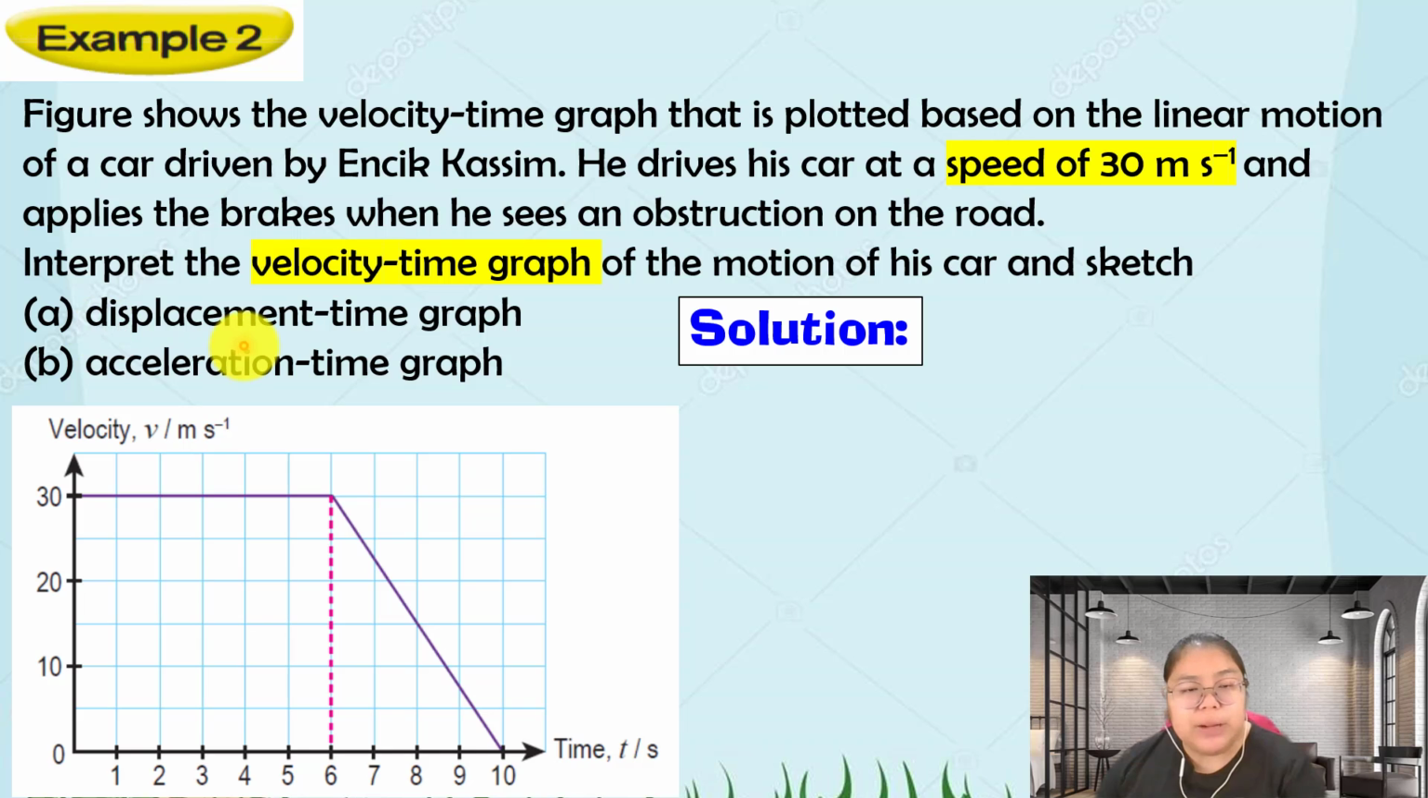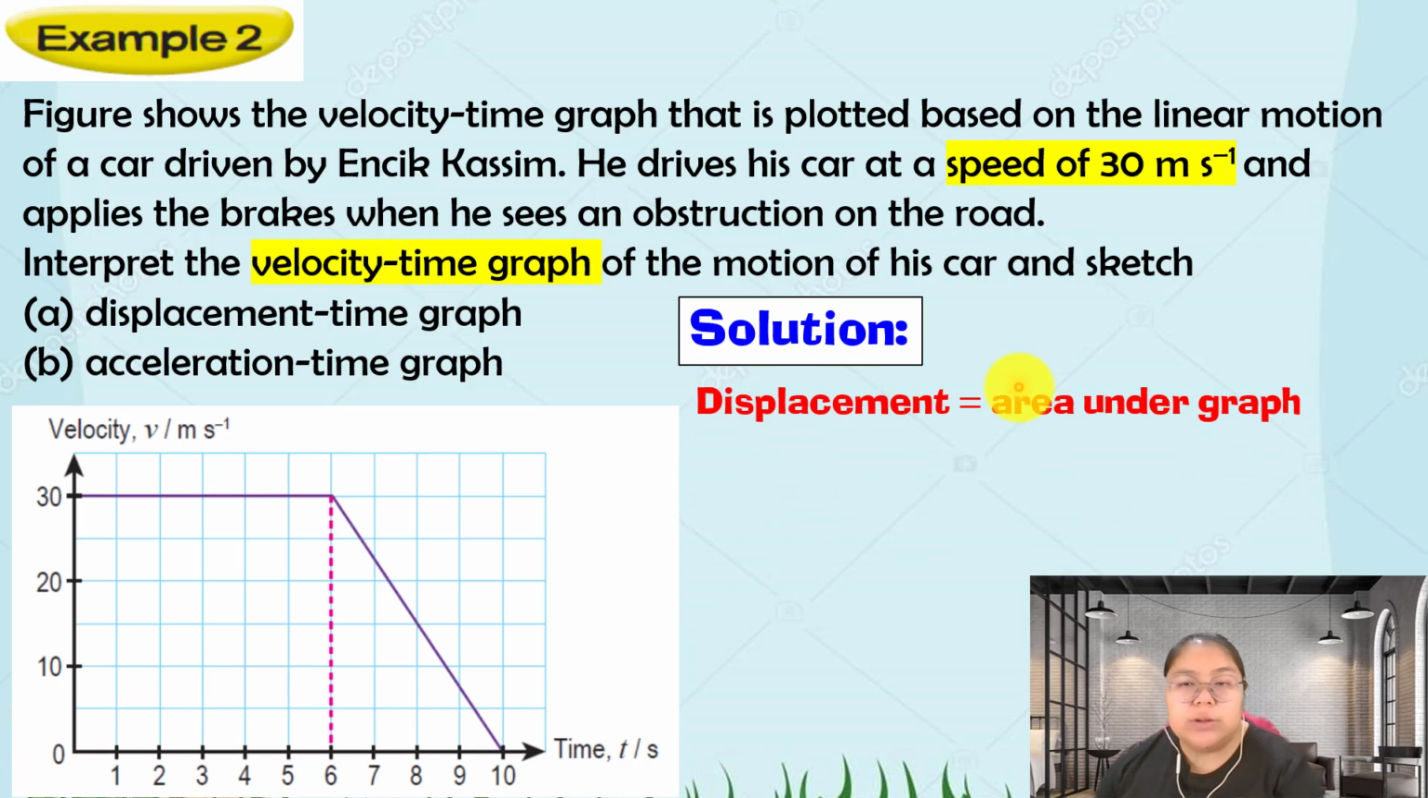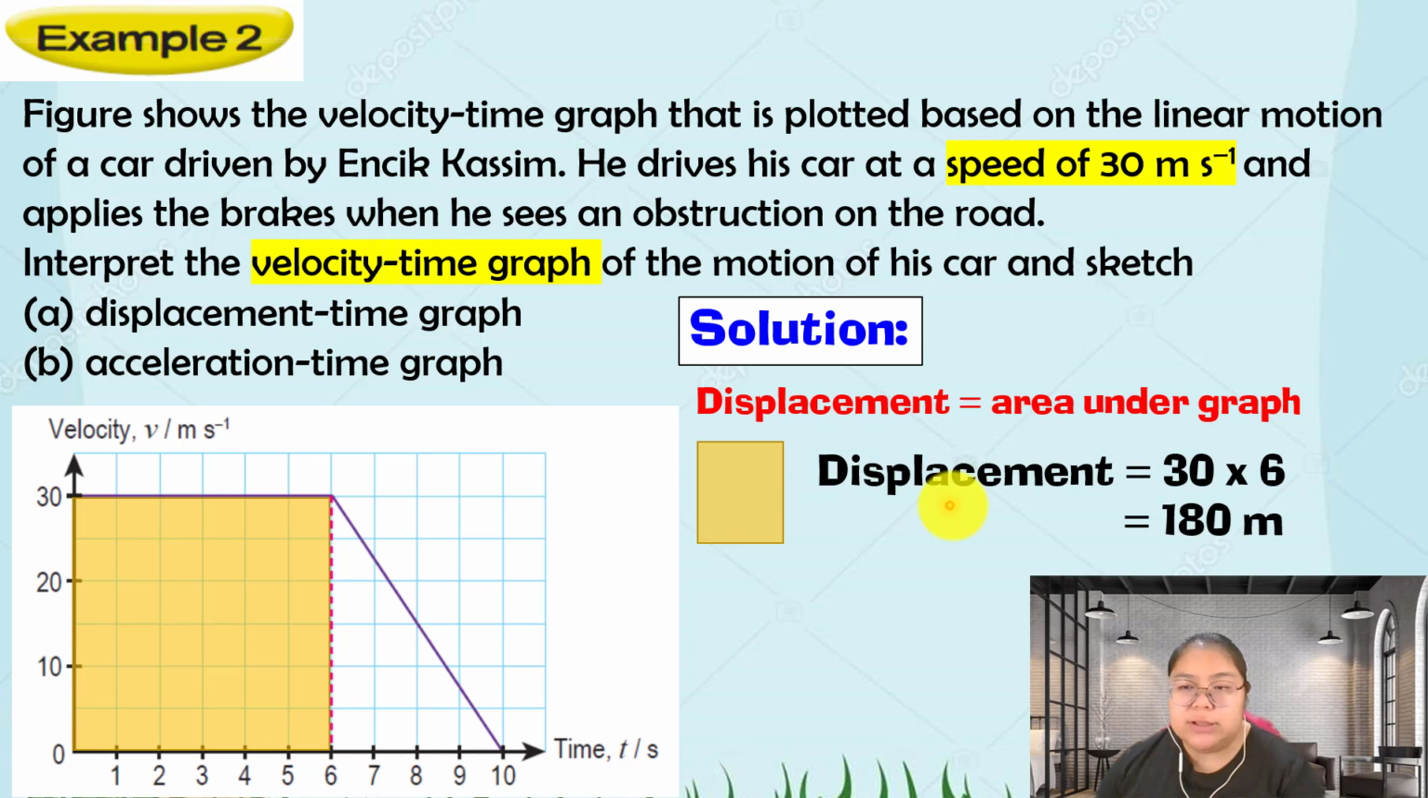If you convert to displacement, that means we need to find the area under the graph. Displacement equals the area under the graph. We need to separate it into two parts: the first part is from 0 to 6, and the other is from 6 to 10. We find the area. First the rectangle. We just take 30 multiplied by 6, so I get 180 meters.